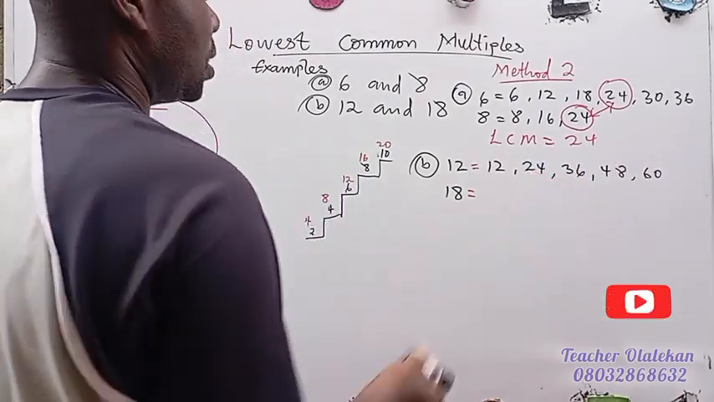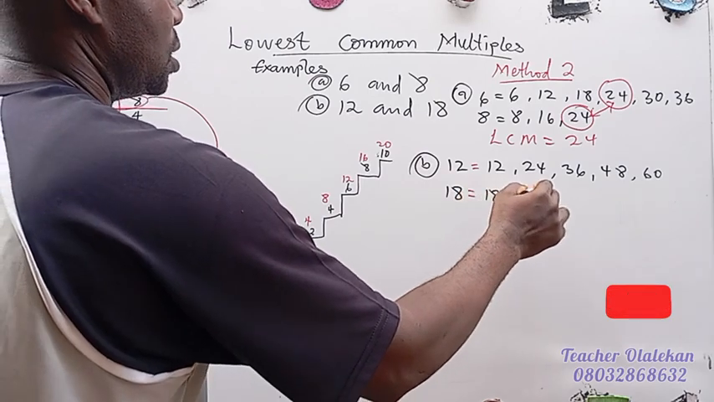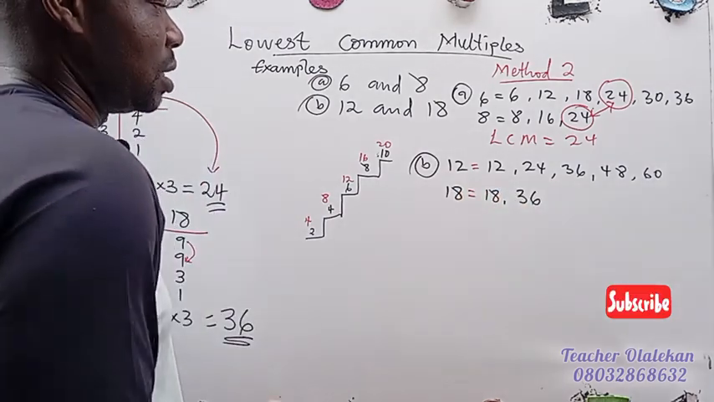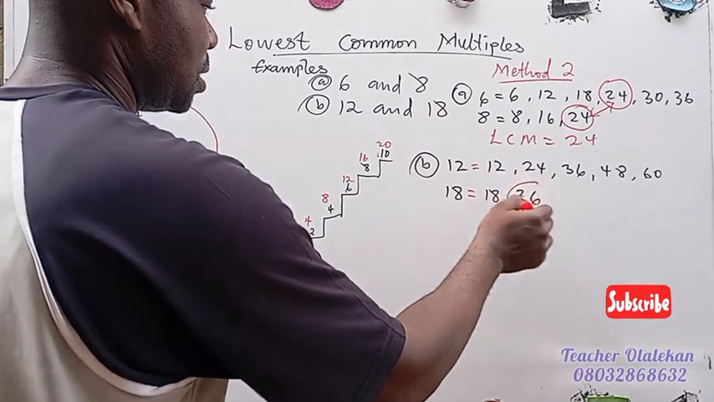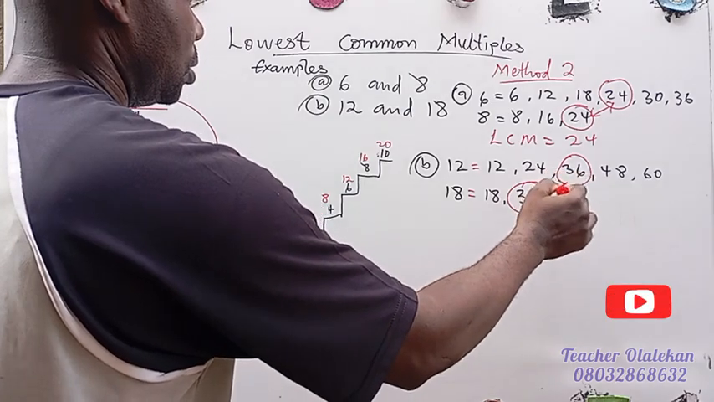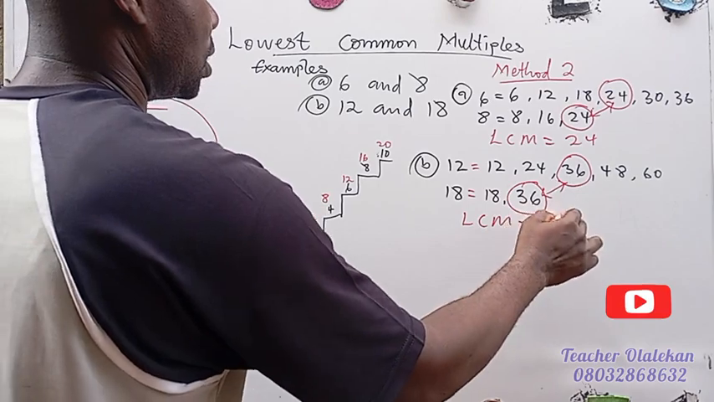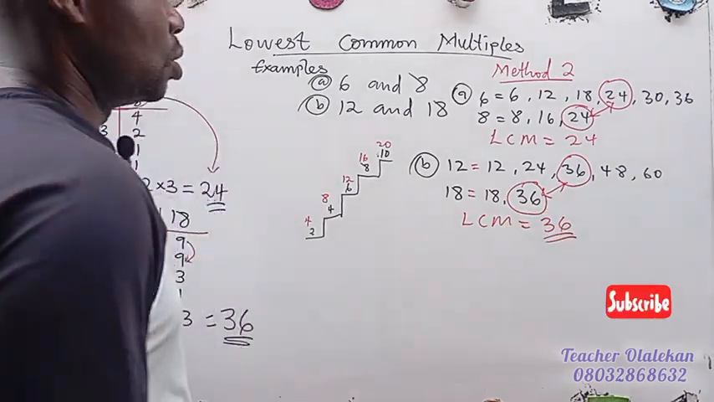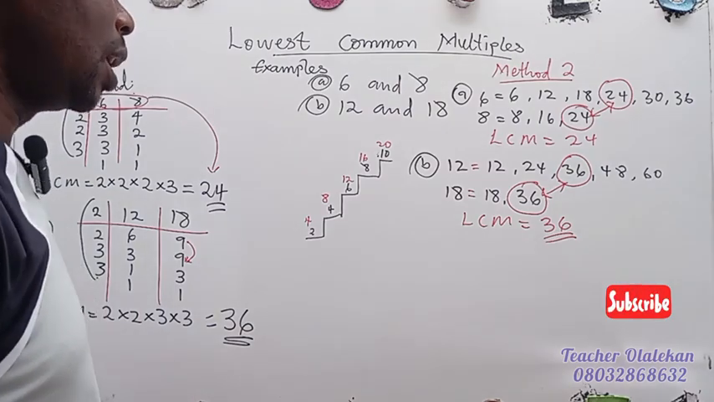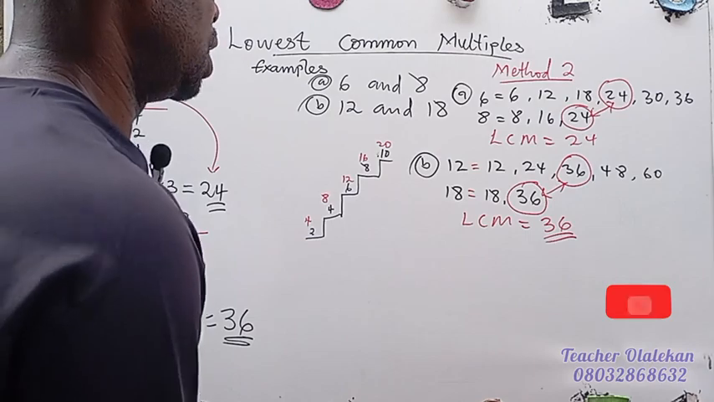Then let's make 18 catch up. 18 times 1, that's 18, times 2, 36. So you can see that we have 36 and 36, so it has caught up. So we have our LCM to be equal to 36. So this is how to use this method 2 of LCM.